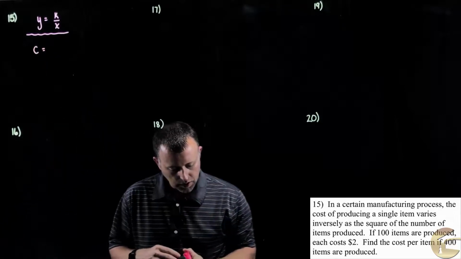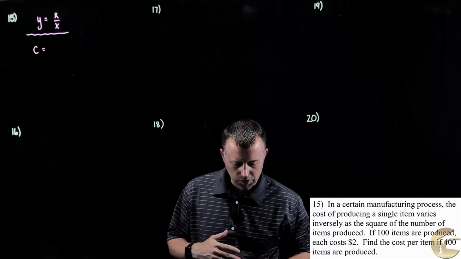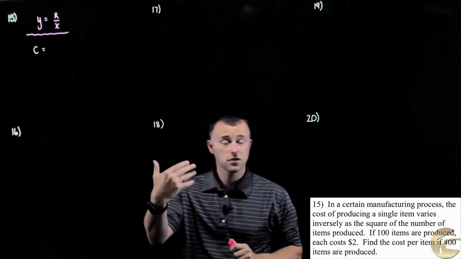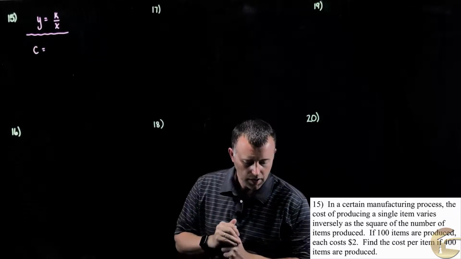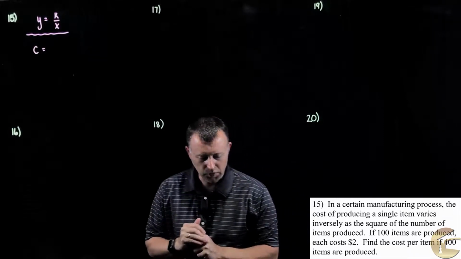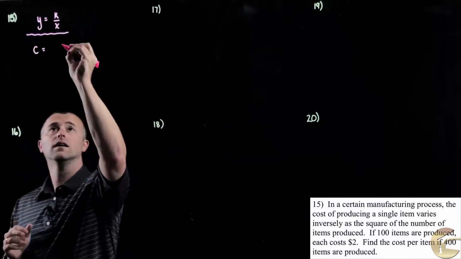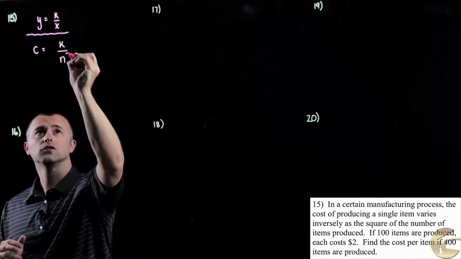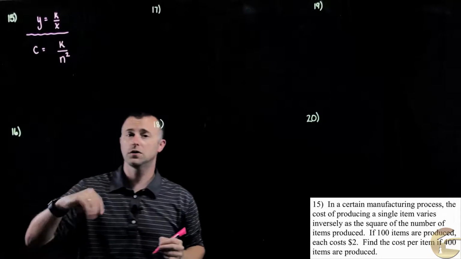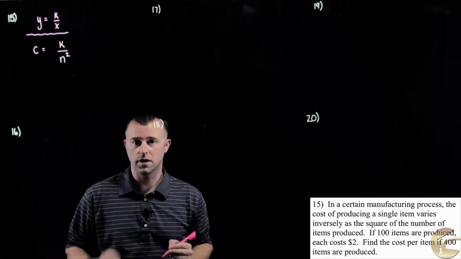So the cost of producing an item varies inversely as the square. Now they're saying the square of, not just x, but the square of the number of items produced. So it's going to be k divided by, and we're going to call this n squared because it varies inversely with the square of the number.